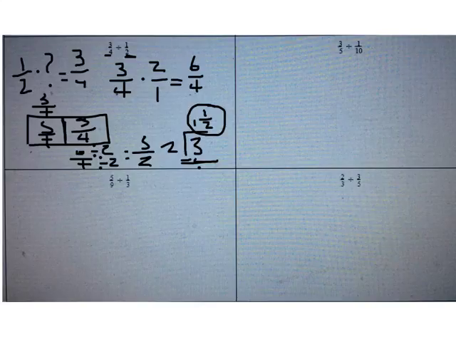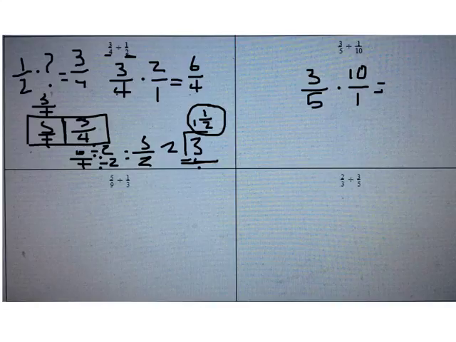Now you try one. 3/5 divided by 1/10. What's the dividend in this problem? It's 3/5. What's the divisor in this problem? It's 1/10. So I can write 3/5 times what is the reciprocal of 1/10? It's 10/1. What's 3/5 times 10/1? Write your answer as an improper fraction.